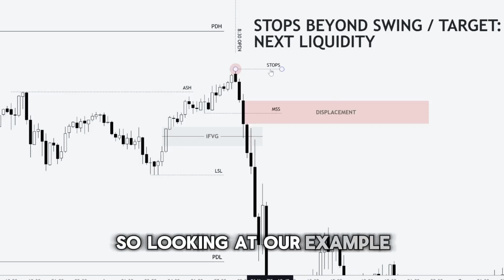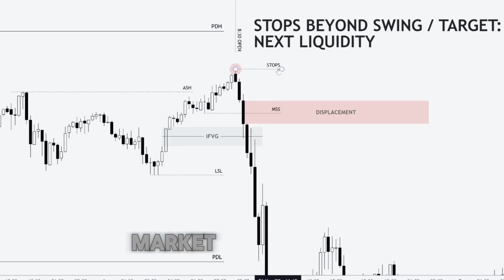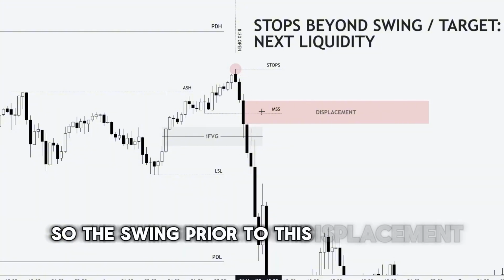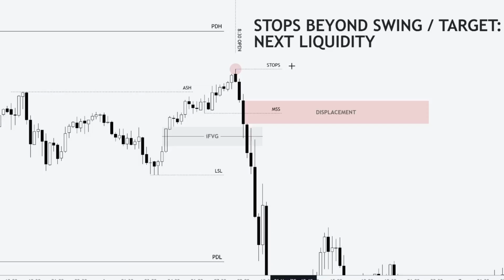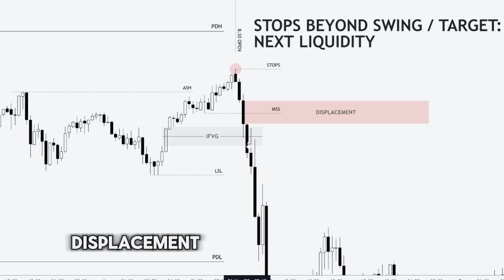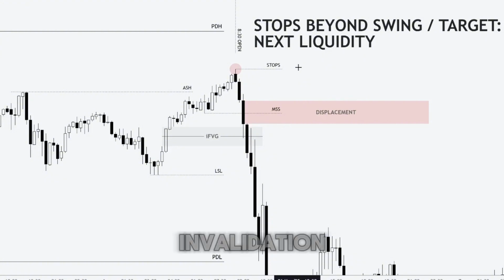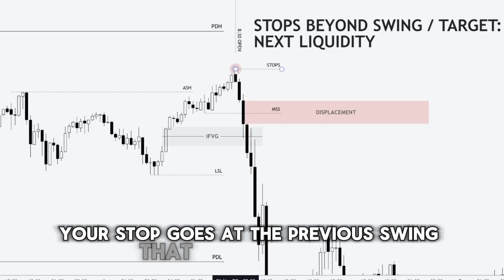So looking at our example, our raid is now our stops. So displacement, market structure shift, raid has turned into stops. The swing prior to this displacement is now the invalidation point. That's your stop. The invalidation point is your stop now. Displacement, market structure shift, that's intent. Now we have direction. Invalidation, your stop goes at the previous swing that starts this move.